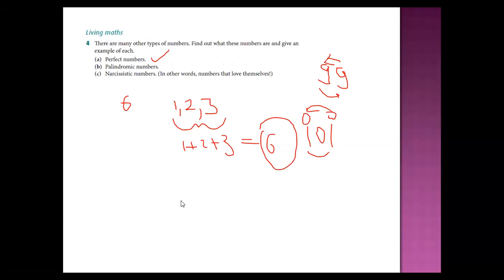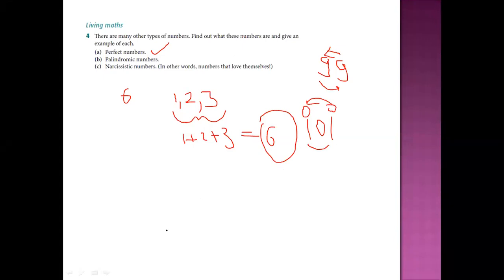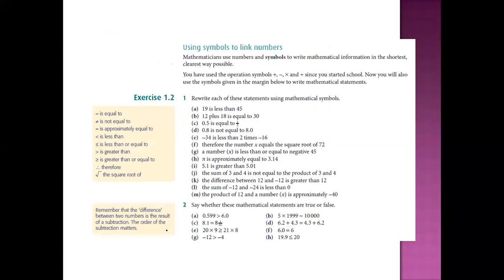Okay, and the next page, using symbols to link numbers. There are symbols of mathematics. Mathematics uses numbers and symbols to write mathematical information in the shortest, clearest way possible. We have used the operation symbols plus, or positive, negative, minus, times, or multiplication, and division, divided by. Since you started school, now you will also use the symbols given and mark the right mathematical statements below.